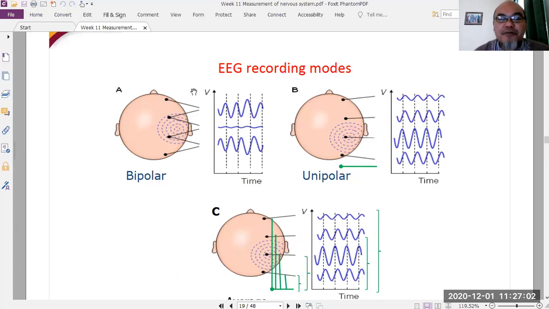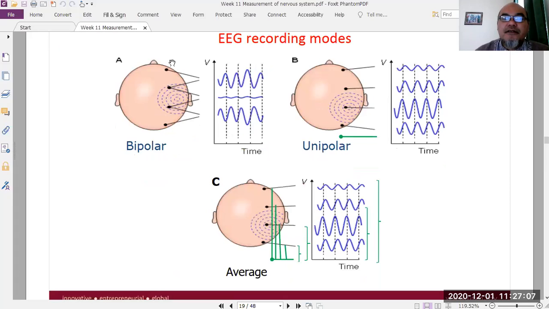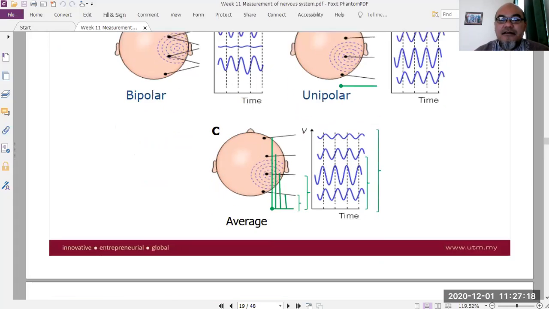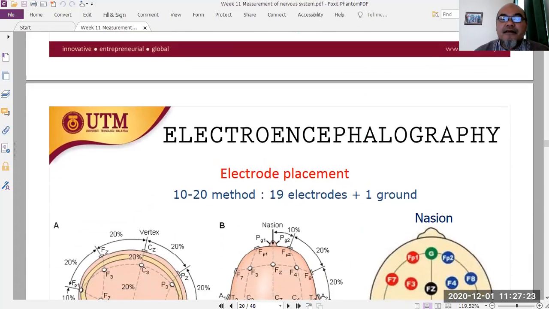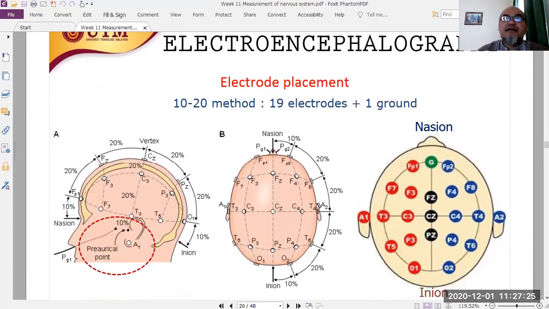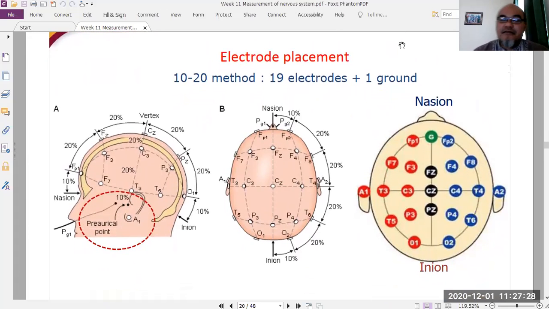The first one is bipolar mode, measuring at two different poles. Unipolar mode, a single one. This one will be the reference, and then measuring the other in reference to that particular reference site, and then averaging mode, average mode. Like this. Electrode placements can be by the 10-20 method. With the 10-20 method, that will include 19 electrodes plus 1 ground.